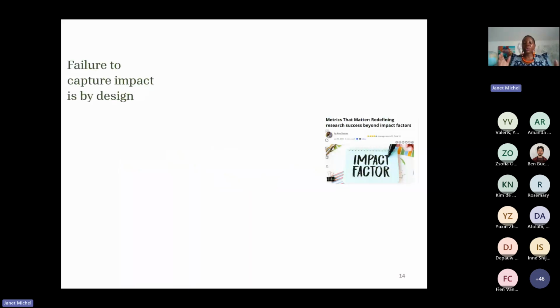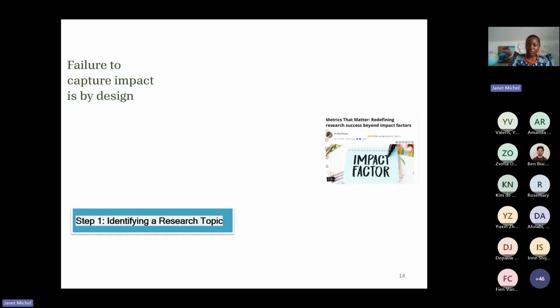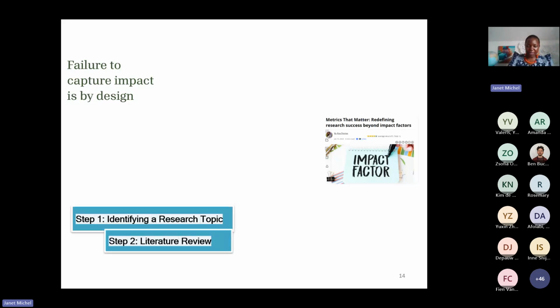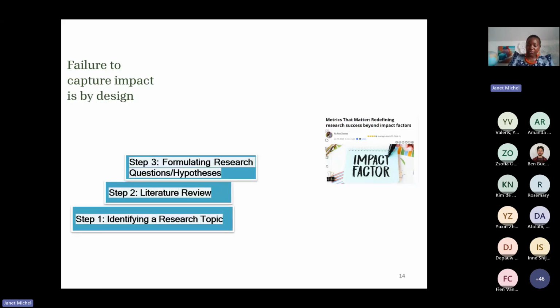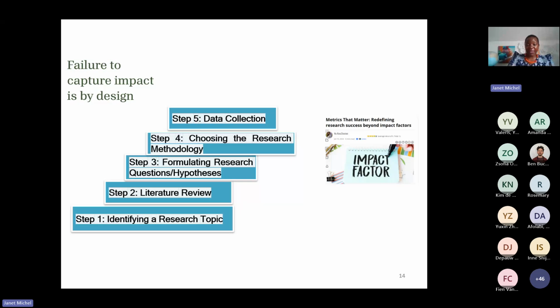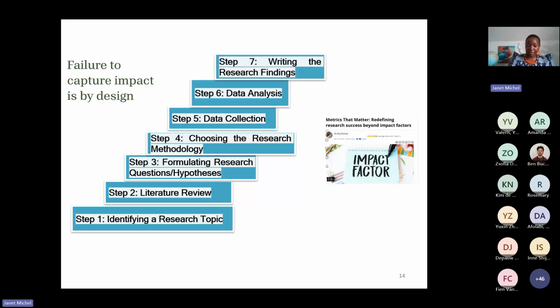Let's look at a typical study. What happens? So usually you identify a research topic, you do your literature review, you formulate your research questions and hypotheses, you work on your methodology, you do data collection, analysis, and people run and write and publish. Rarely do people, after identifying a research topic, go back to the community served and say, this is the topic that I'm going to work on.